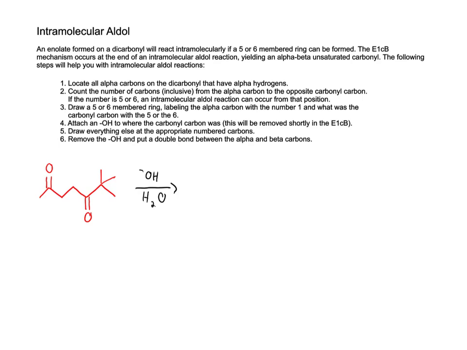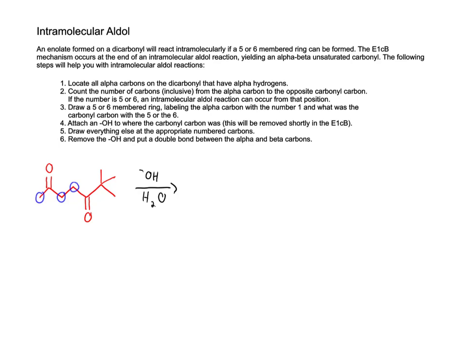So if we look at the reaction down on the bottom here, the first thing we're going to do is locate all the alpha carbons that have alpha hydrogens. This is a dicarbonyl, so here, here, and here are all alpha carbons, and they all have alpha hydrogens. Notice the one on the right, that's a tert-butyl group, so there are no alpha hydrogens there. So now we're going to focus on each one of these.